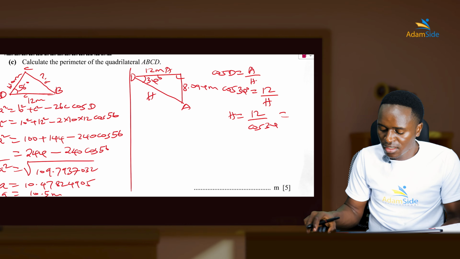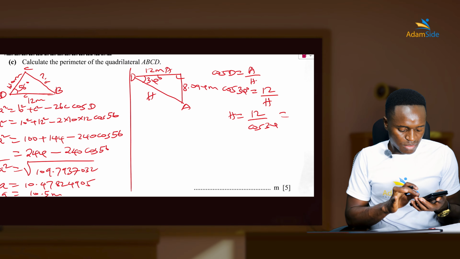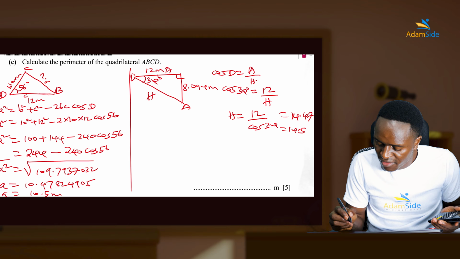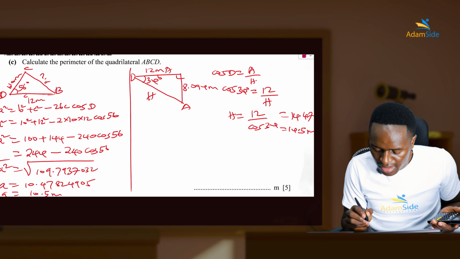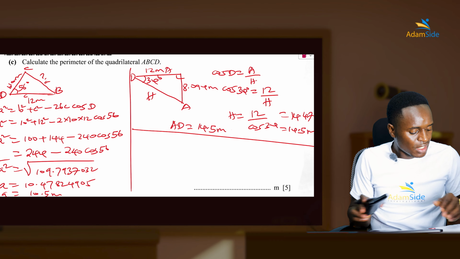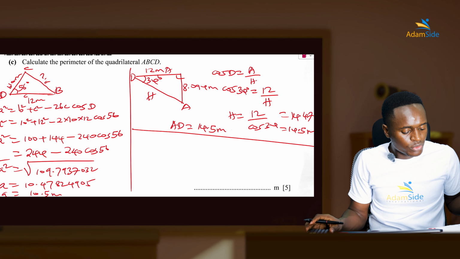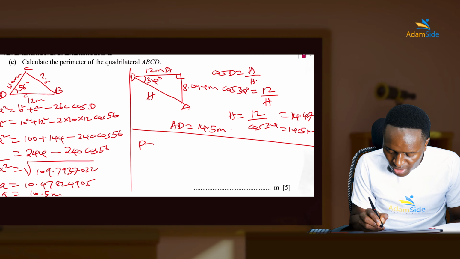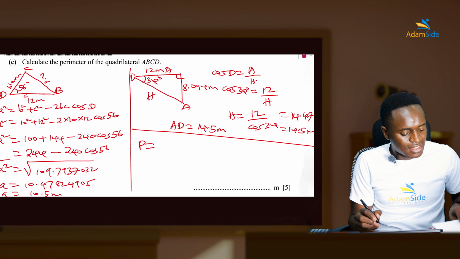If you do that, we say 12 divided by cos 34. What do you get? You get 14.5 meters. And then we now have AD as 14.5 meters. Now we have the whole distance. What are you going to do as perimeter? We know perimeter is just add the distance around the shape.